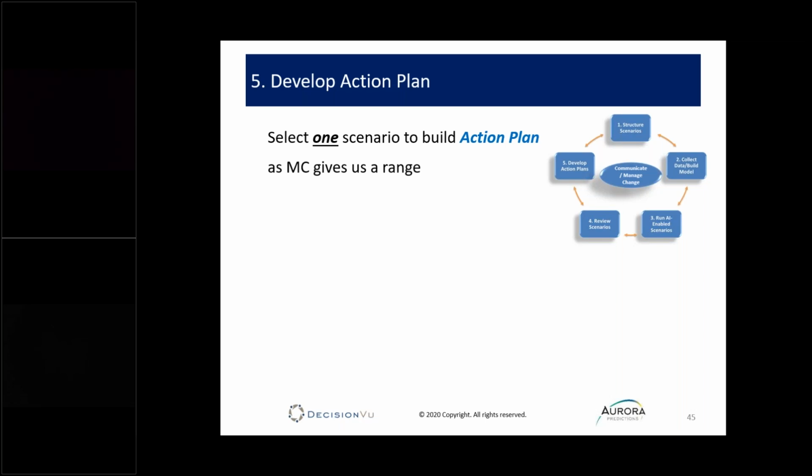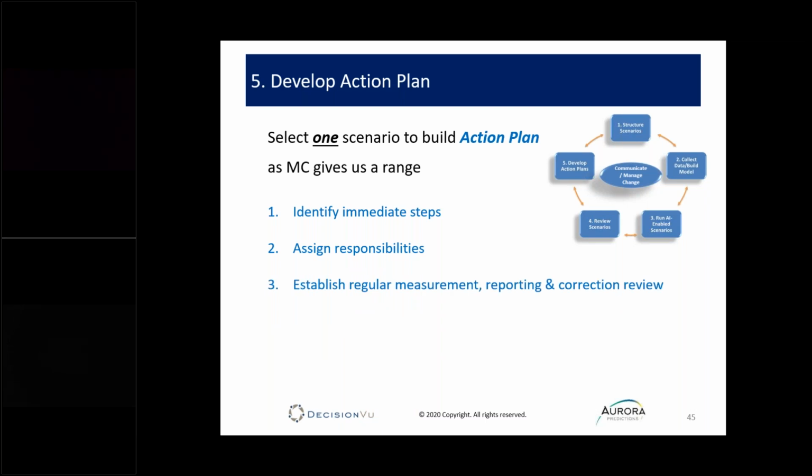So we're going to select an action plan, one action plan. So we're going to take either our V assumption, or we're going to take our L or U or W, or pick another letter of the alphabet. But whatever that assumption was when we structured the scenario is what we're going to use now to build a plan around. So we identify the immediate steps that we have to do, we assign responsibilities, we establish regular measurement, reporting and correction review meetings. This isn't hourly, this isn't daily, but it's probably weekly. It's certainly no less than weekly when we're together and we're doing this.